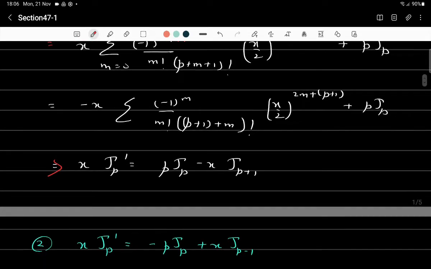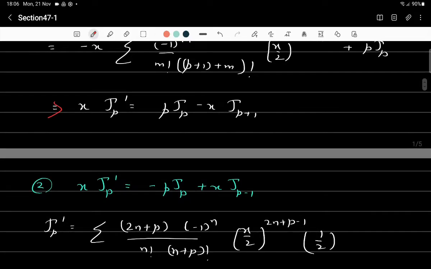The next property is x Jp dash is minus p Jp plus x Jp minus 1. Now please do try to solve it by yourself, it's not difficult. Of course I need Jp dash. Now if you see on the right hand side I need minus p, and in the bracket I have 2n plus p, but I need minus p.